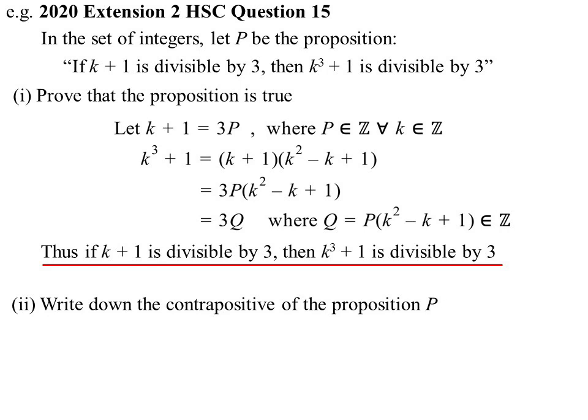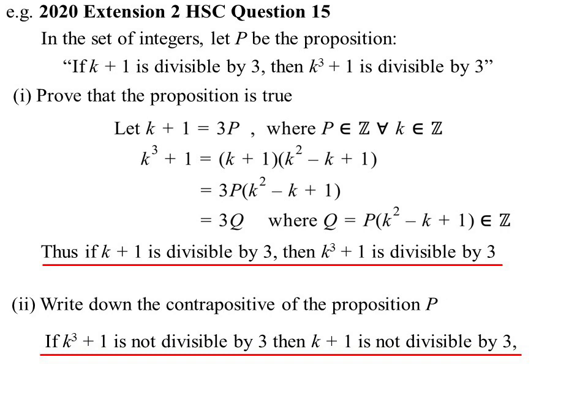The second part of the question simply said, write down the contrapositive of this proposition. So read the statement backwards, but negate each part. It said, then k plus 1 is divisible by 3, so I'm going to start with that: if k cubed plus 1 is not divisible by 3, then k plus 1 is not divisible by 3. So there's our contrapositive statement that they were looking for.